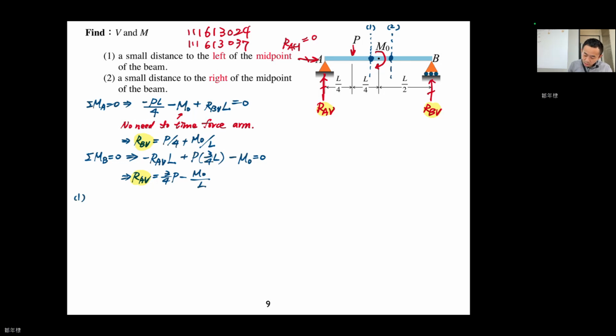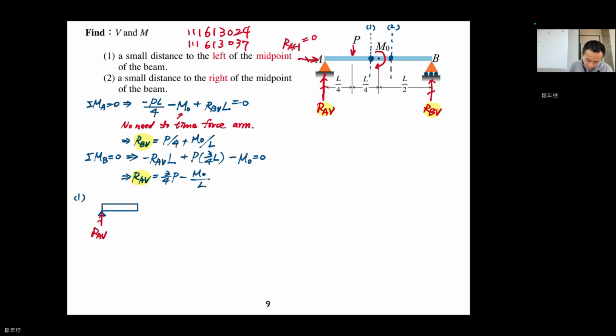Problem 1, we cut here. Okay, this is really important. We cut here and we leave the left-hand side, right? In this chapter for sign convention. So we leave the left-hand side. What does the left-hand side look like? It looks like this.